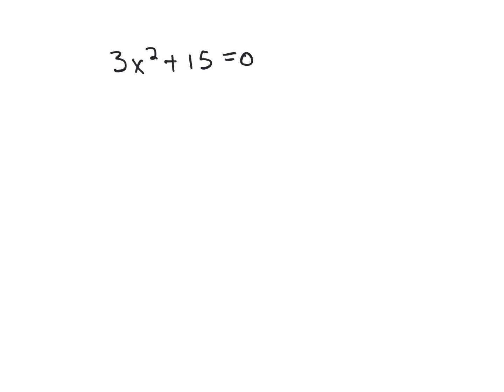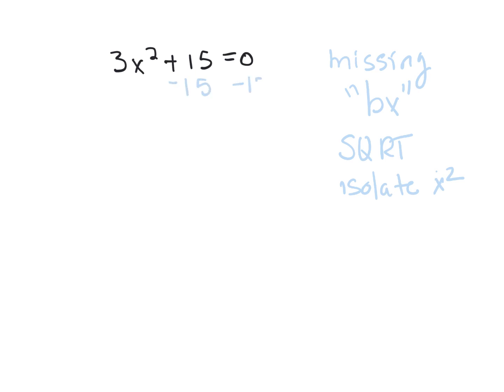All right, so when I look at this problem here, I immediately notice that this is missing that bx term. And if it's missing that bx term, then what that should tell me is that I'm going to use the square root method. And so the first step in the square root method is to isolate the square. And so I'm going to come over here, and my first step is going to be then to subtract 15 to move that. And I'm going to get 3x squared equals negative 5.